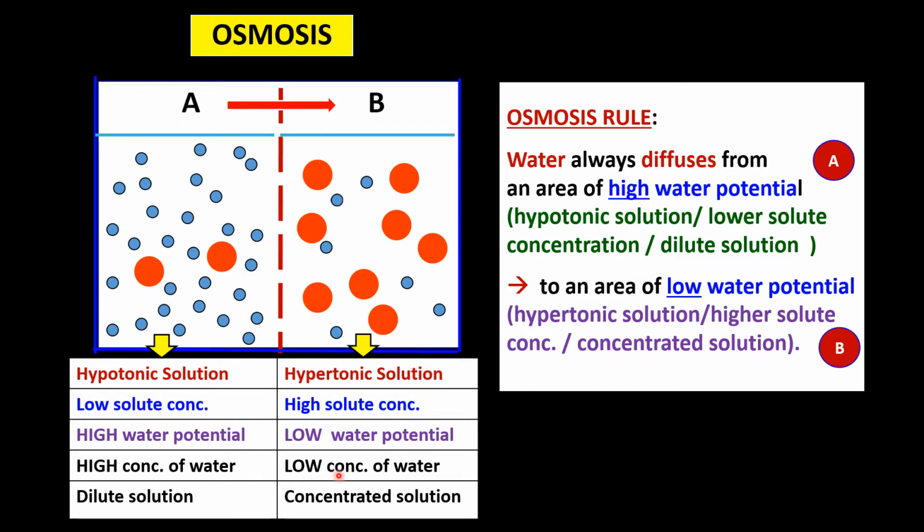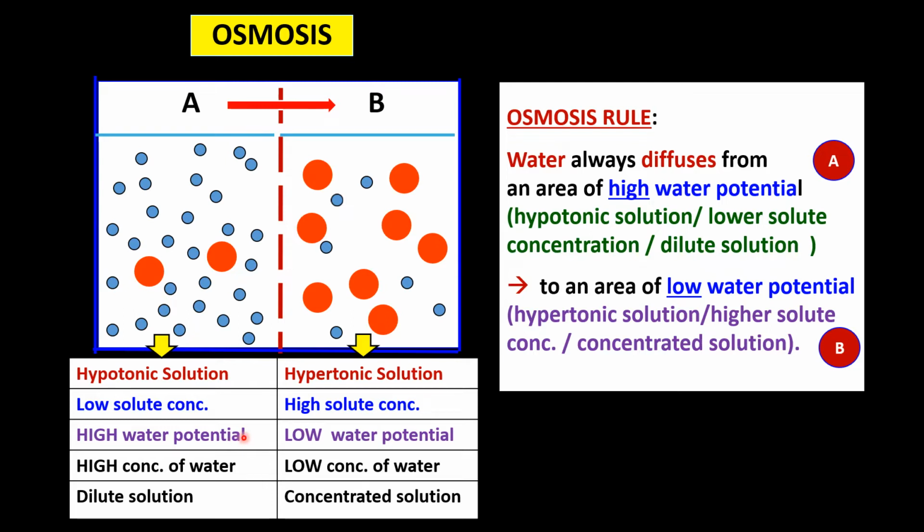So when it has a low concentration of free water molecules, we say that it has low water potential. The potential for it to diffuse to somewhere else, to move, is less. Then it is considered a concentrated solution. So basically, we have to know the meaning of hypotonic solution. That means a solution of low solute concentration and high water potential.